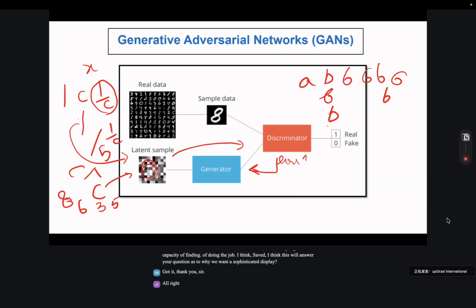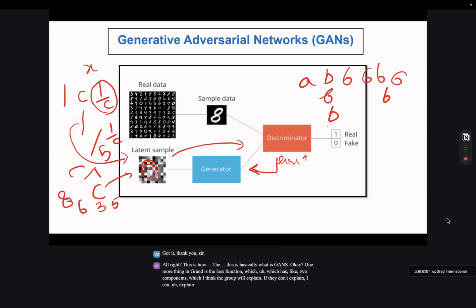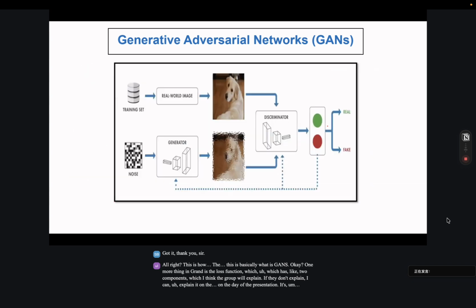All right, this is basically what GANs are. One more thing in GAN is the loss function, which has two components, which I think the group will explain. If they don't explain, I can explain it on the day of the presentation. This works surprisingly well, actually.